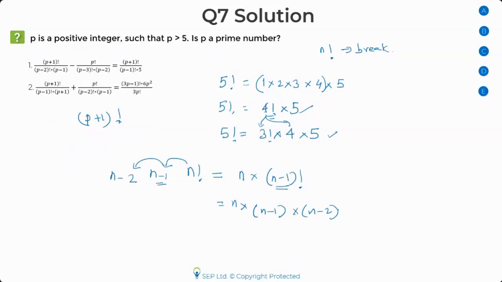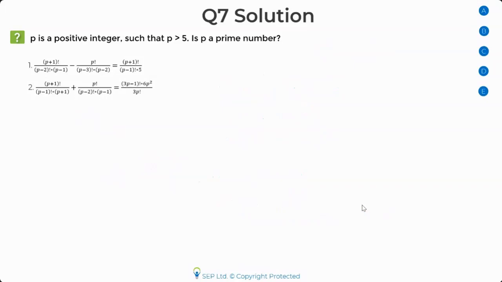This should be perfectly clear to everybody, especially when you're dealing with variables. With numbers, I know most of you are able to do it very quickly, but with variables also, you should be perfectly comfortable. Why I'm saying this is because if I take this expression by expression, I'll take first (p plus 1) factorial by (p minus 2) factorial times (p minus 1). Let me take this one first.